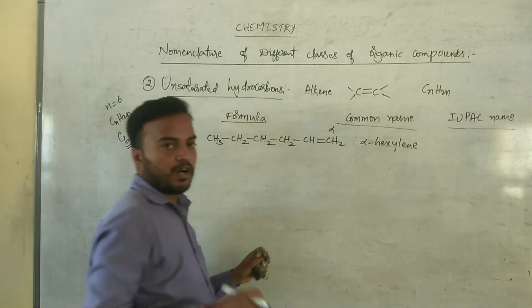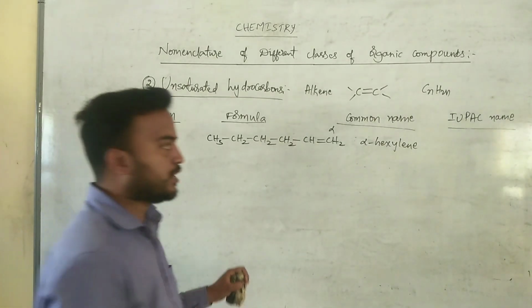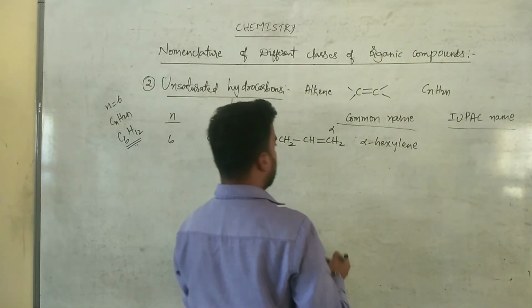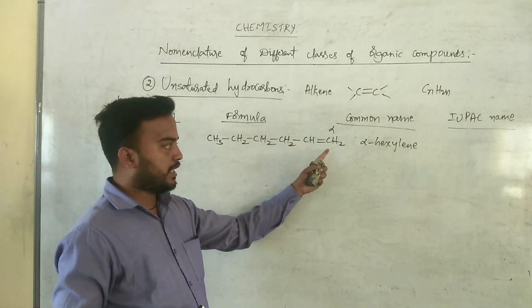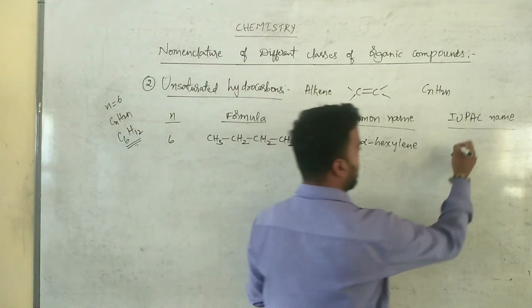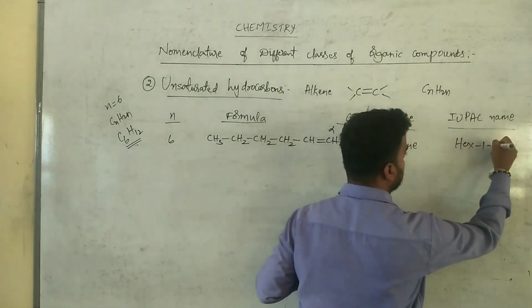This alpha or beta just indicates the position of the double bond while writing the common name. And what is the IUPAC name? The double bond is present at the first carbon atom, hex-1-ene.